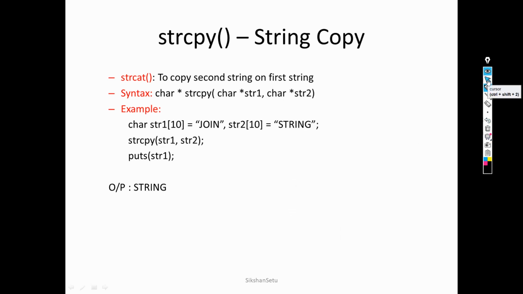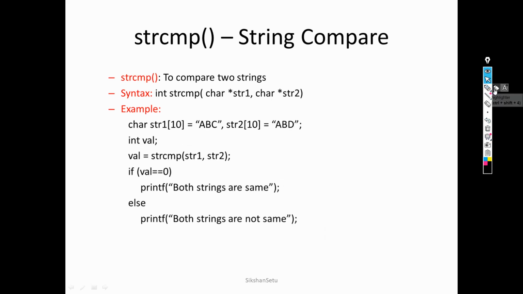Now next comes strcmp, that is to compare two strings. If we need to check whether both the strings are equal or not, whether both the strings are same or not, for that we have this function strcmp. Now it returns an integer. So how does it return an integer?